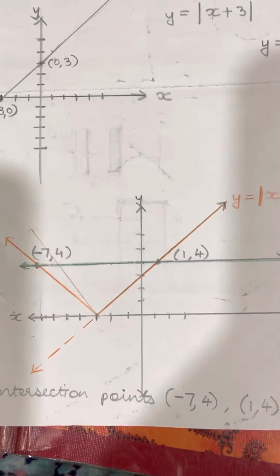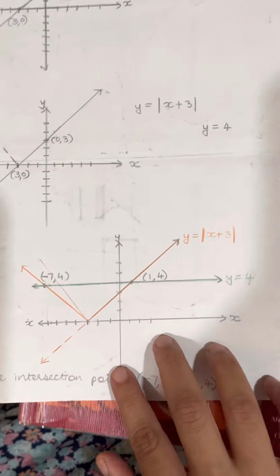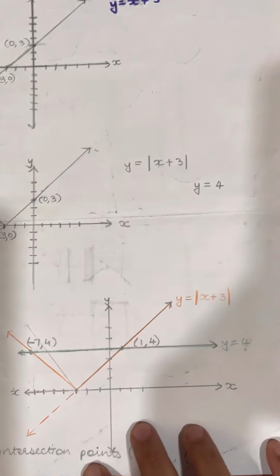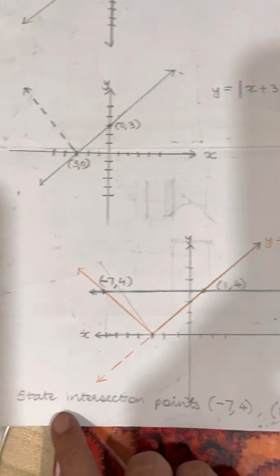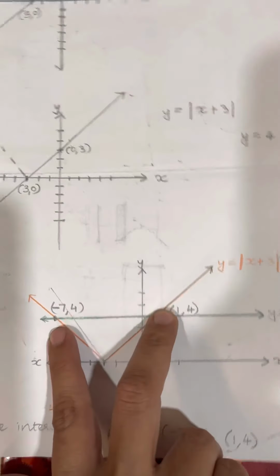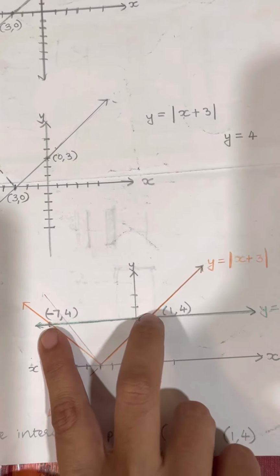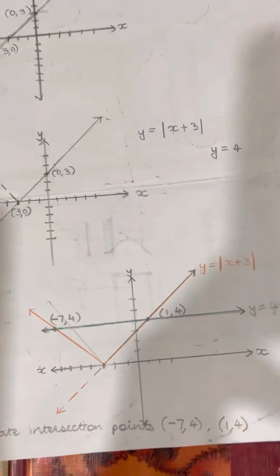Let's take another graph. y is equal to 4. Now they will intersect, correct? It looks something like this. So they are going to intersect. Now the first question is 1a, state the intersection points. Obviously, where they intersect: (-7, 4) and (1, 4). Correct? Okay till now? Let's move ahead.